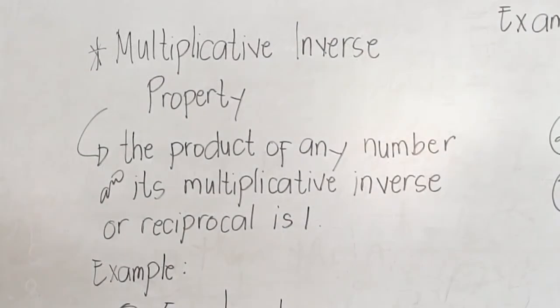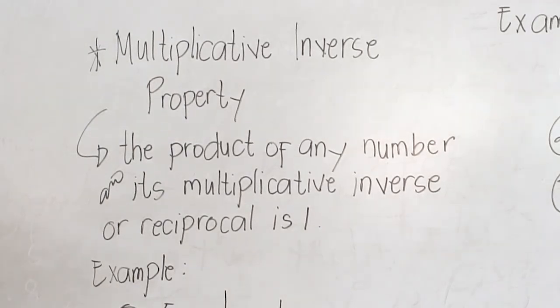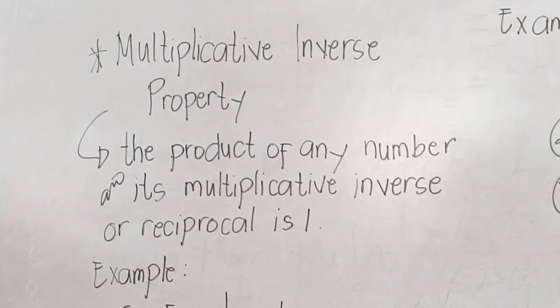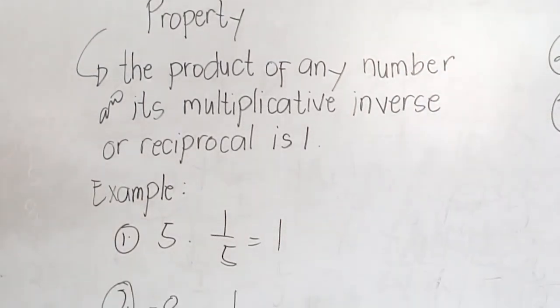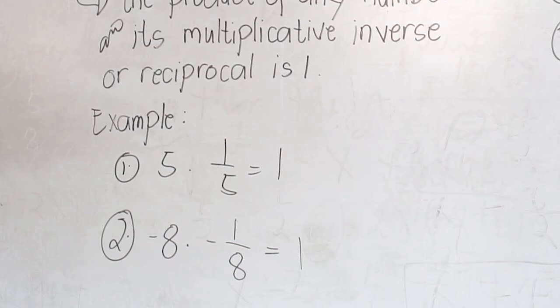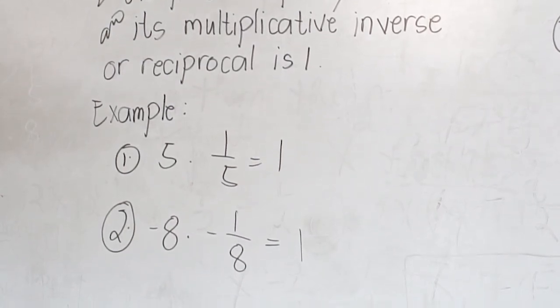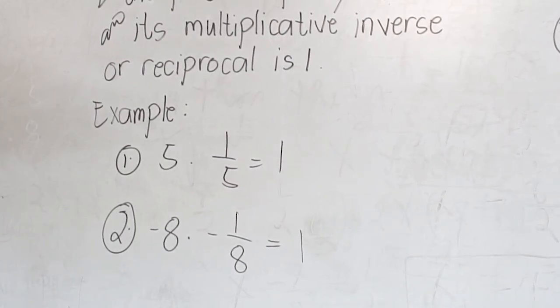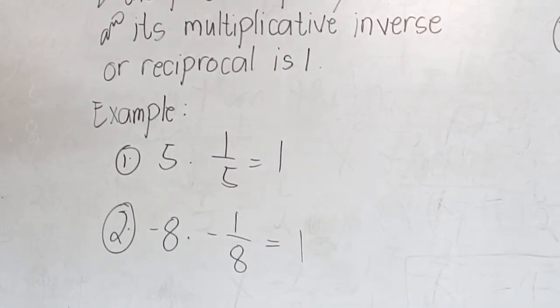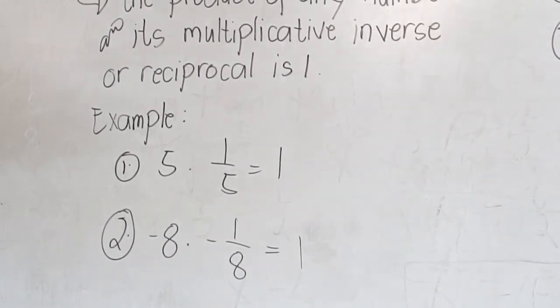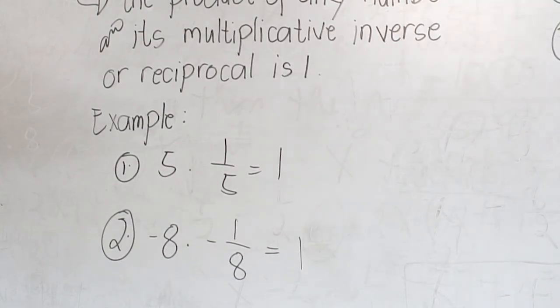Okay, next is multiplicative inverse property. The product of any number and its multiplicative inverse, or reciprocal, is 1. So example number 1, 5. So understood na yung 5 is may over 1 na yan siya na denominator. So its reciprocal is 1 over 5. So equal to 1. And then negative 8, its reciprocal is negative 1 over 8, and the product is equal to 1.